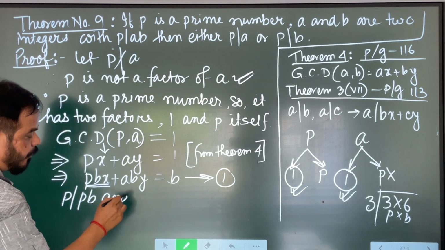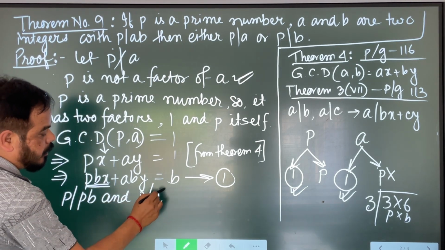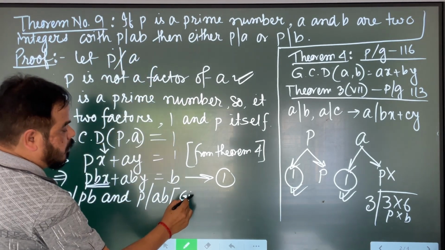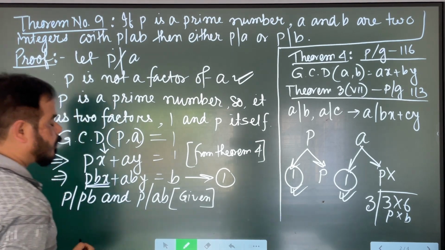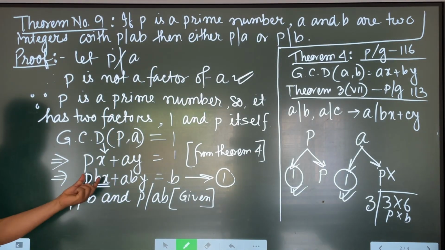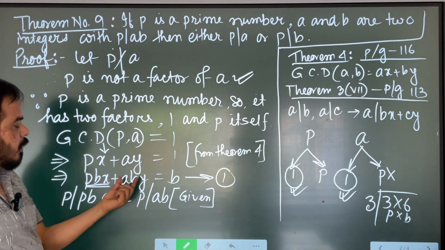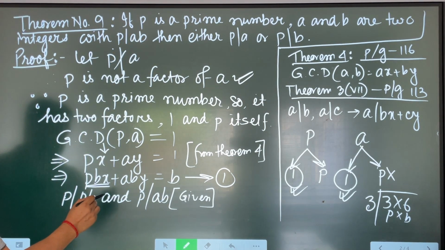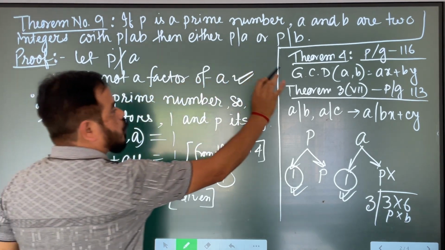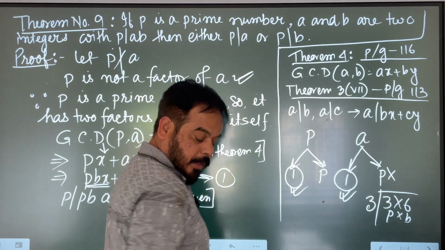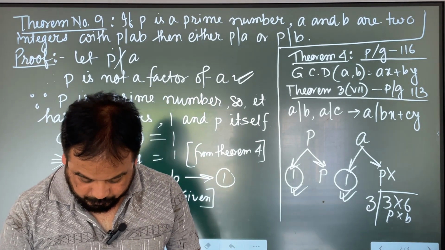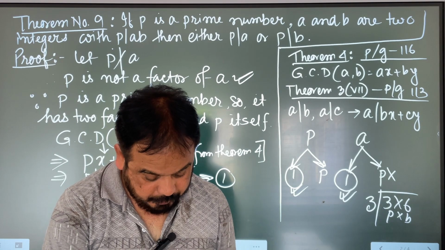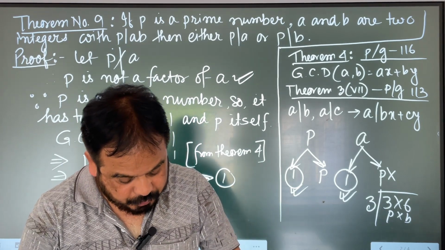And P divides AB, it is given. P divides PB, we have got from here. P divides AB, it is given. So now these two are related to theorem number 3.7, page number 113.